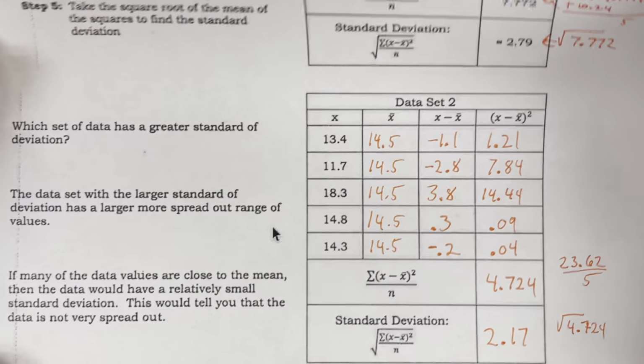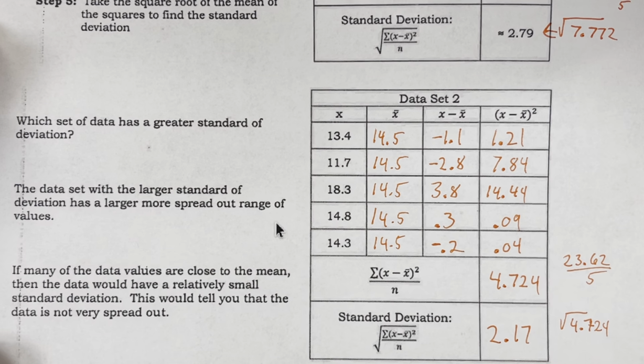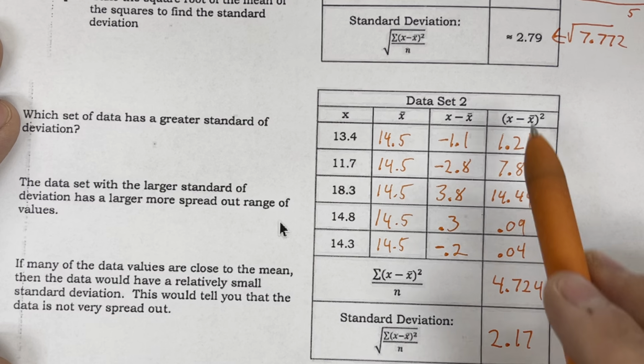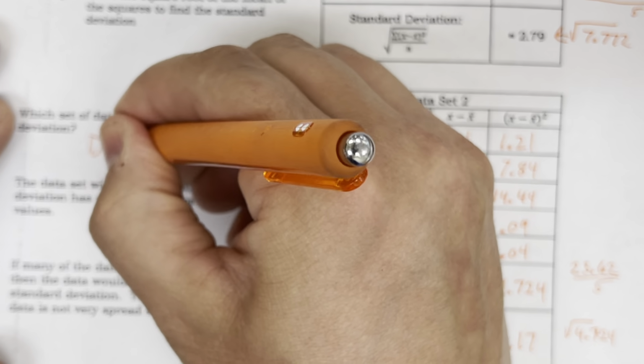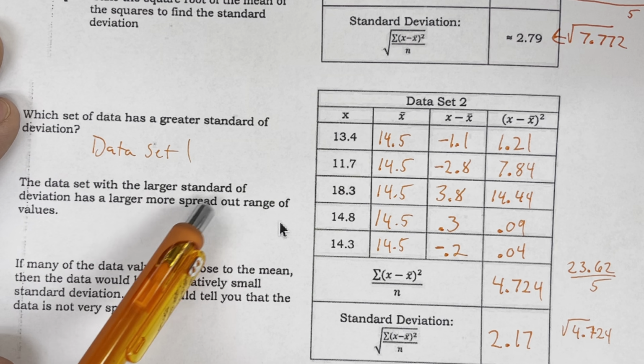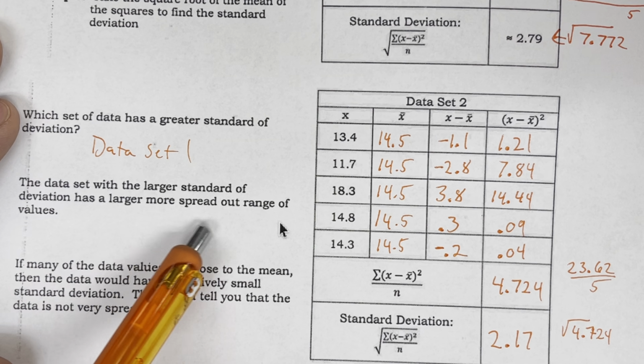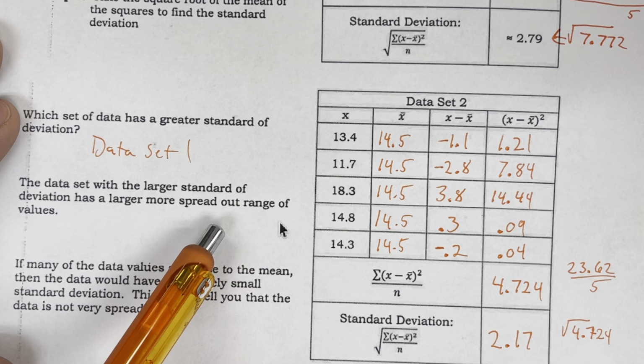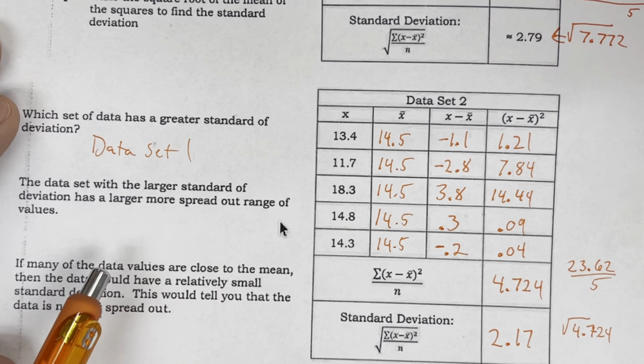So now we're going to answer a couple questions. Which data set had a greater standard deviation? So the greater standard deviation was data set 1. And the data set with the larger standard deviation has a larger, more spread out range of data. Okay, so it's a little bit more spread out.